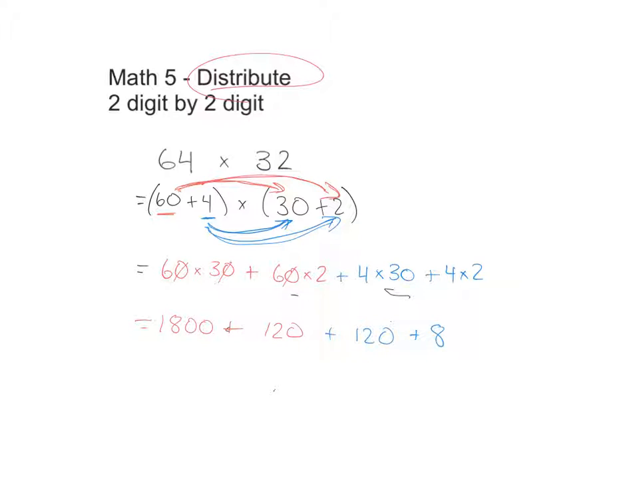Now you can see all I need to do is add these up. If you need somewhere, feel free to stack it. So we've got 1,800, we've got 120, we've got another 120, and we've got 8. 0 plus 0 plus 0 plus 8 gives us 8. 0 plus 2 plus 2 gives me 4. 8 plus 1 gives me 10, so I'll put a 0 and regroup, and 1 plus 1 is 2. So the answer to this question is 2048.